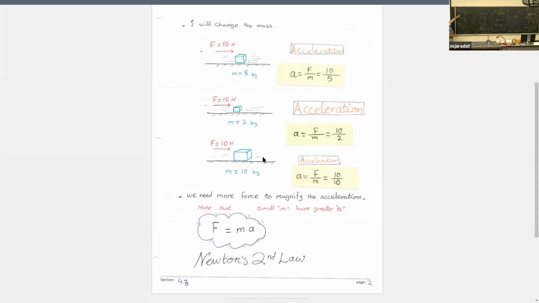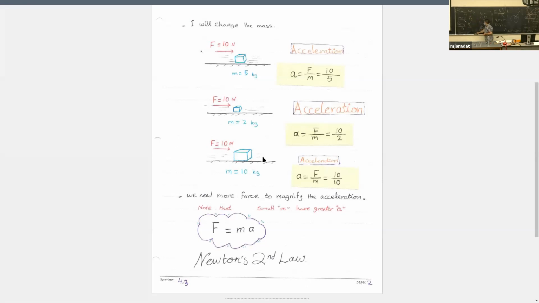How about the acceleration in the first one? It is the force divided by the mass, in the x direction. All the motion is in one direction now. We will deal with motion in 2-3 dimensions later. The acceleration will be 10 over 5, which is 2 meters per square second. Here, 10 over 2, which is 5 meters per square second. Here it will be 1 meter per square second. This is the acceleration.